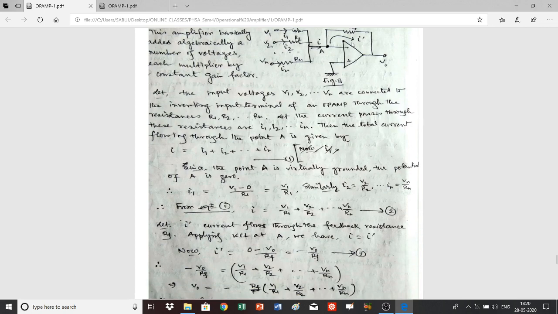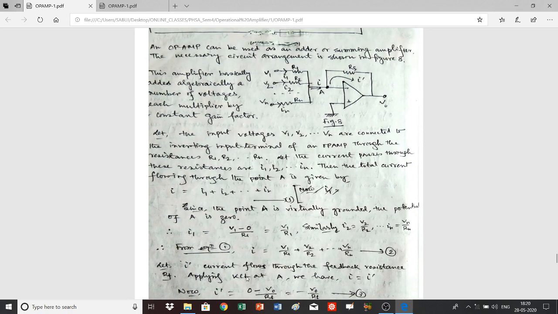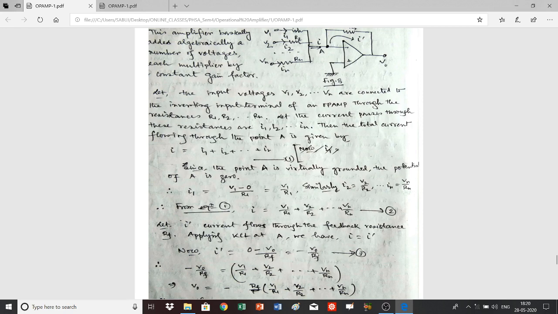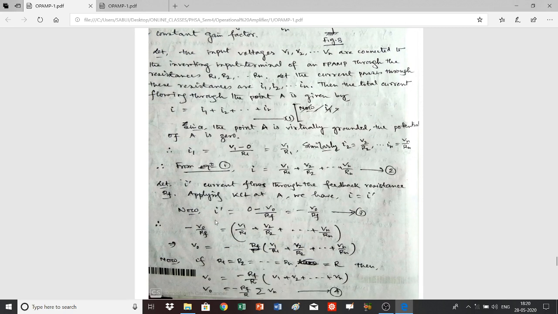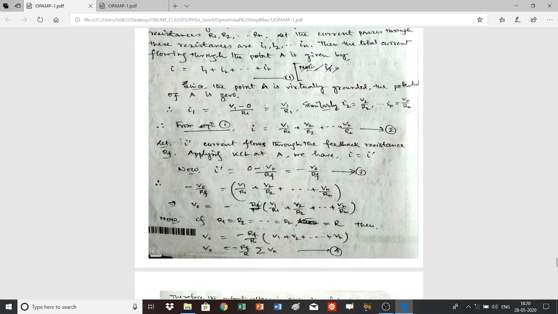Further, I prime can be found from here. I prime is nothing but the voltage difference between the potentials of these two points. That means 0 minus V0 by RF. Here I have denoted the feedback resistance as RF. So I prime is equal to minus V0 by RF. Comparing these two equations, you can write minus V0 by RF is equal to V1 by R1 plus V2 by R2 plus up to Vn by Rn, or V0 is equal to minus RF into V1 by R1 plus V2 by R2 plus etc. up to Vn by Rn.